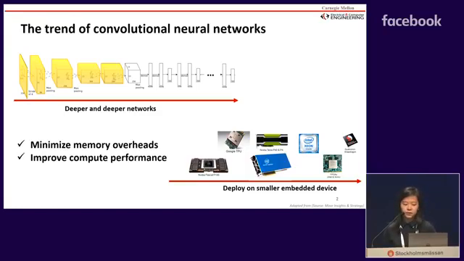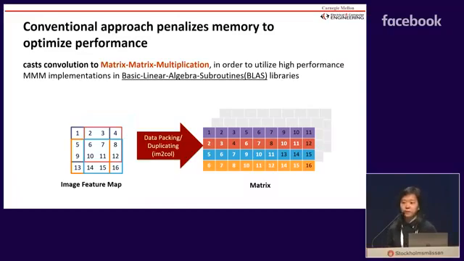There are two points in being efficient: it needs to have minimal memory overhead and fast computational performance. The conventional approach of computing convolution penalizes memory for optimal performance. For example, one widely used approach is to cast convolution as a matrix-matrix multiplication problem. In this way, system developers can leverage the expert-optimized, high-performance matrix routines usually found in BLAS libraries to get good performance for convolution problems. However, this incurs non-negligible overheads.